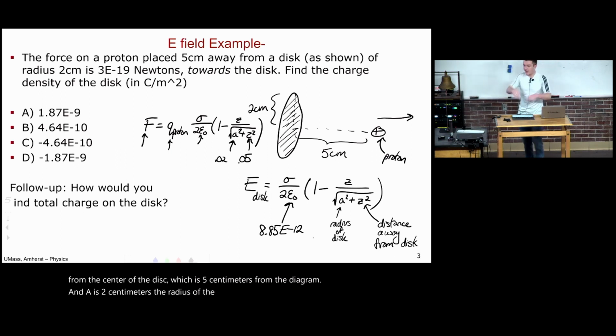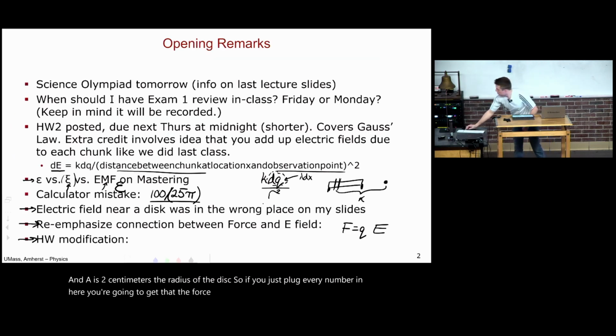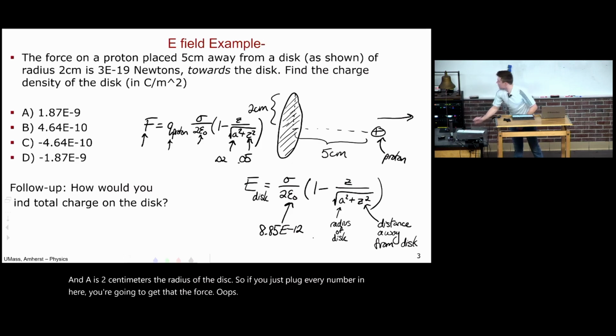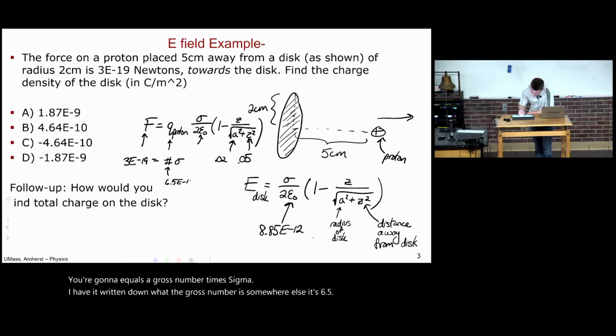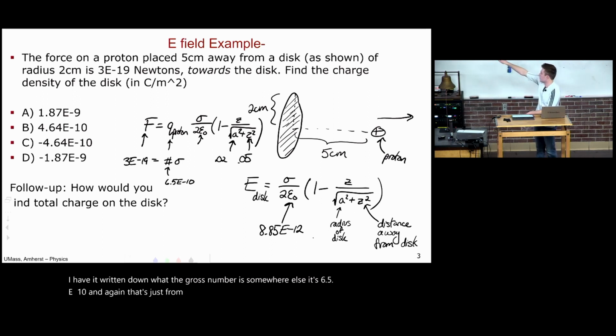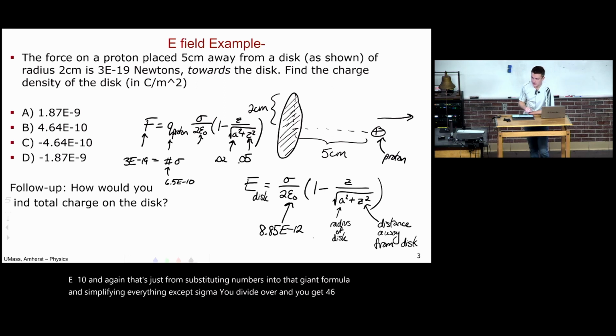So if you just plug every number in here, you're going to get force equals 3e-19. You're going to get equals a gross number times sigma. I have it written down what the gross number is somewhere else. It's 6.5e-10. And again, that's just from substituting numbers into that giant formula and simplifying everything except sigma. You divide over, and you get 4.64e-10.